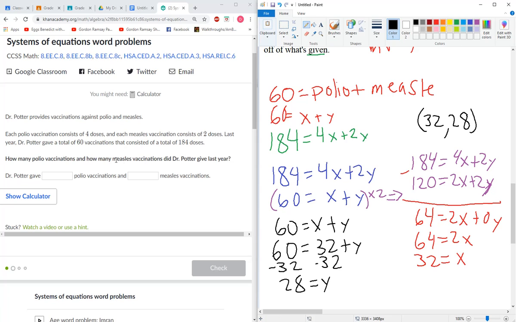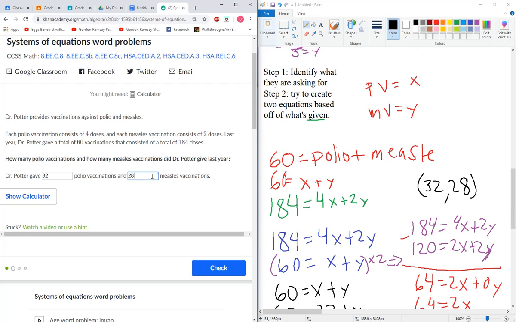So if I put it in, this would be really embarrassing if it doesn't work. Make sure that it's lined up. So I put measles for my y, right? So that's 28. I put polio as my x, so that's 32. Yeah, so this should... Hey, there we go.